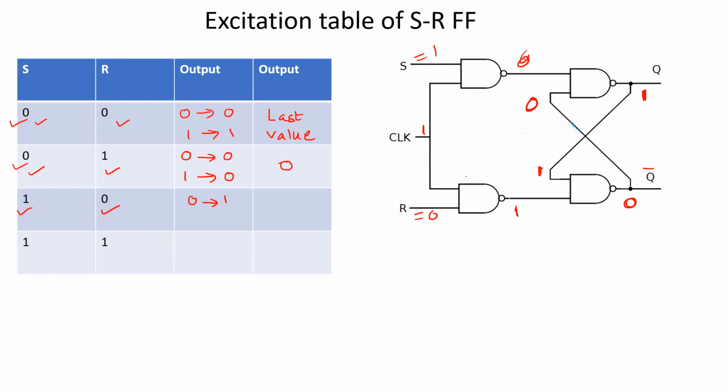That means I assumed 1 and I got 1. So when I give this condition, my stable value is 1. Now let us go quickly for the last condition. That is, if I take two values of S and R as 1 and 1. So S is 1 and R is 1. So let us assume Q as 0 here.